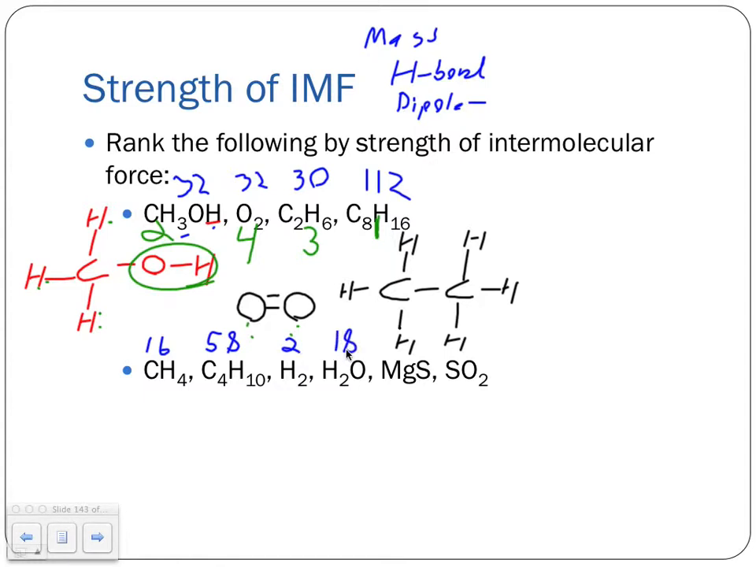MgS, magnesium sulfide. And so magnesium, look at the periodic table, is 24.3. We'll just do 24. Plus sulfur is 32.07 or 32.06. So plus 32 gives us 56 right there. And then SO2, sulfur dioxide, sulfur is 32 plus another 2 oxygens, which is 2 times 16, another 32, gives us 64.